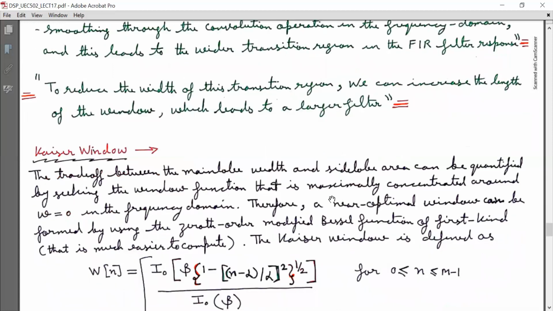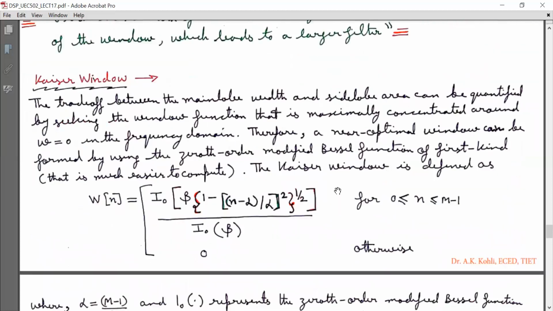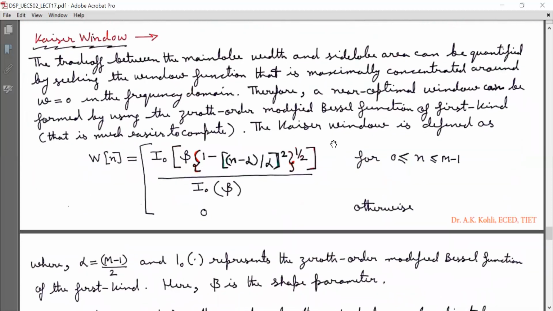So it's a trade-off. Now, my favorite window, or a very famous window, is the Kaiser window, which has found high industrial applications. The trade-off between the main lobe width and the side lobe area can be quantified by seeking the window function that is maximally concentrated around omega equal to 0 in the frequency domain. Therefore, a near optimal window can be formed by using the 0th order modified Bessel function of the first kind, which is much easier to compute.